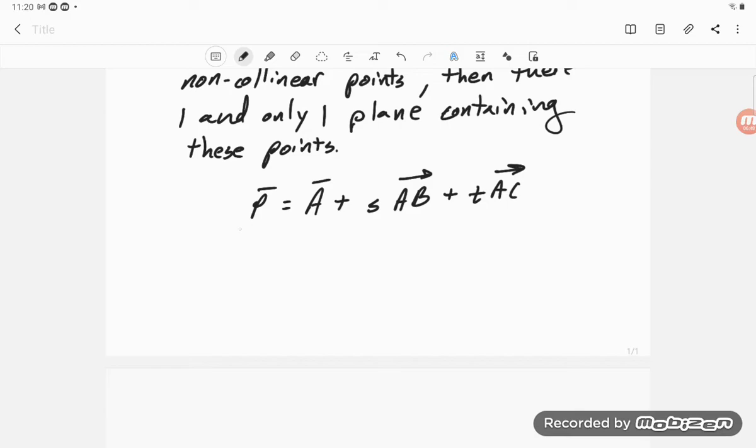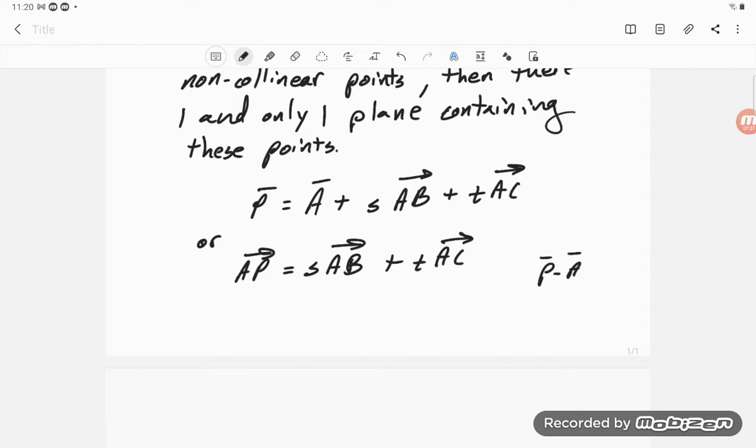And they say, or equivalently, we could do it as AP equals S times AB plus T AC. Okay, so the equivalent part here is AP is just P minus A. So all they did was they subtracted A from both sides. Nothing startling there.